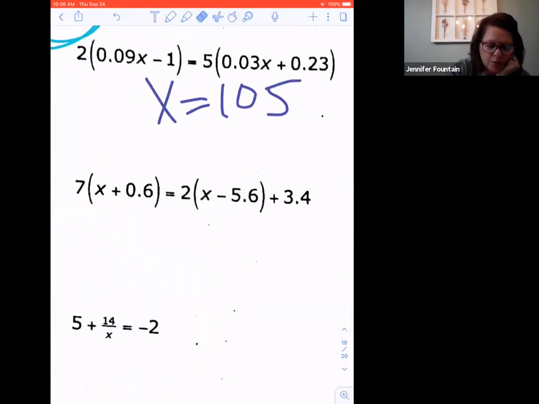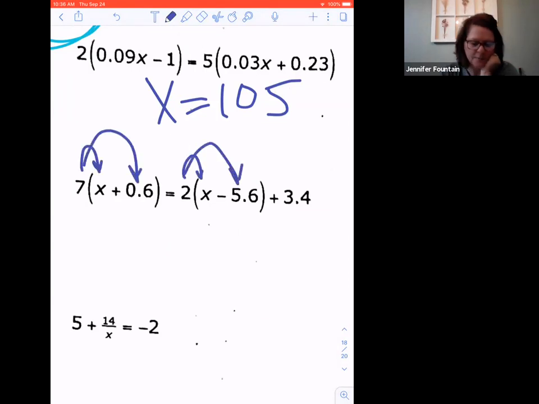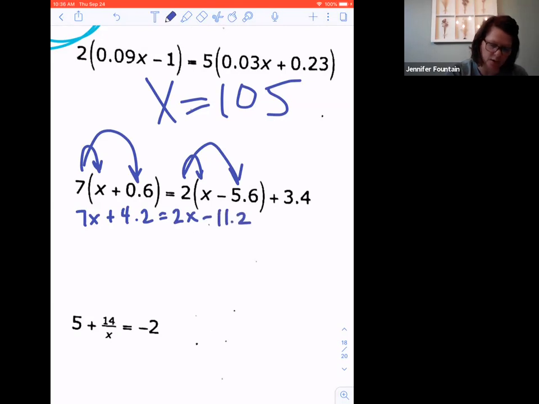Okay, again, first thing I've got to do is distribute. That's 7. And then distribute the 2. So 7 times x will be 7x plus 7 times 0.6 will be 4.2 equals 2 times x is 2x, and 2 times negative 5.6 is going to be negative 11.2 plus 3.4.